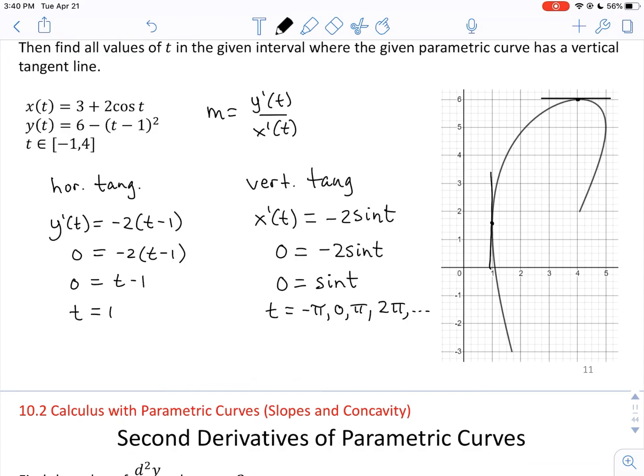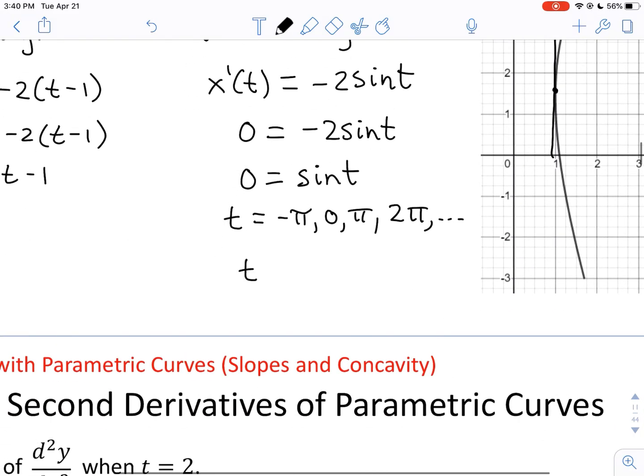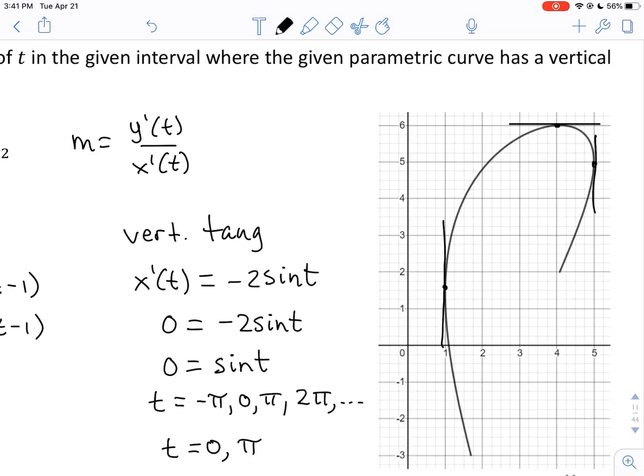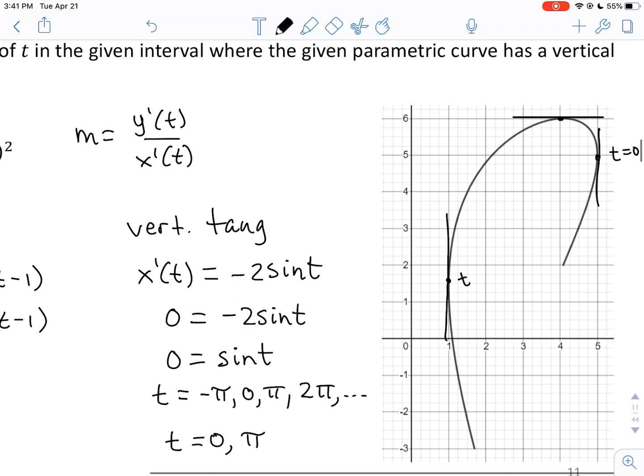But we only want to keep the t's that are in this interval right here. But 0's in there and pi's in there, and then 2 pi is outside of it. So we just want to keep t is equal to 0 and pi, which makes me realize that there's an obvious another case over here, right, where the tangent line is vertical. And this one here occurs when t is 0. This vertical one will occur when t is pi, and this horizontal one occurred when t was 1.